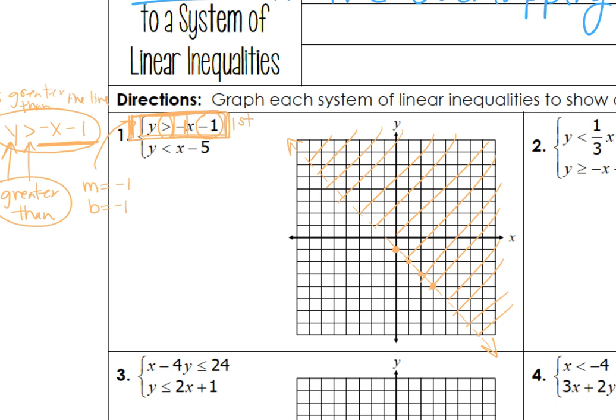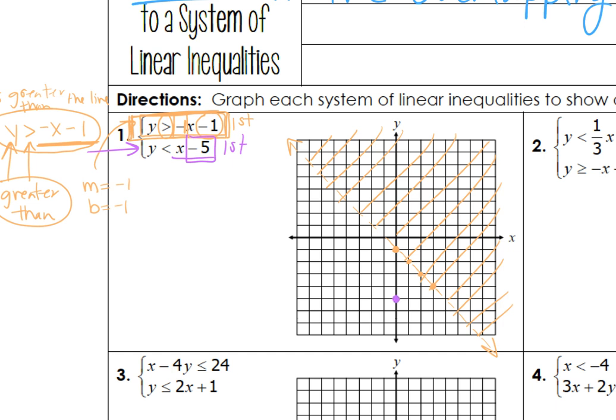Okay, now let's look at the second one. How do you say this? Y is less than, okay? Keep that in mind. Y is less than. What do I plot first from x minus 5? The minus 5. The y-intercept should be your first plot. So from 0, 0, 1, 2, 3, 4, 5.